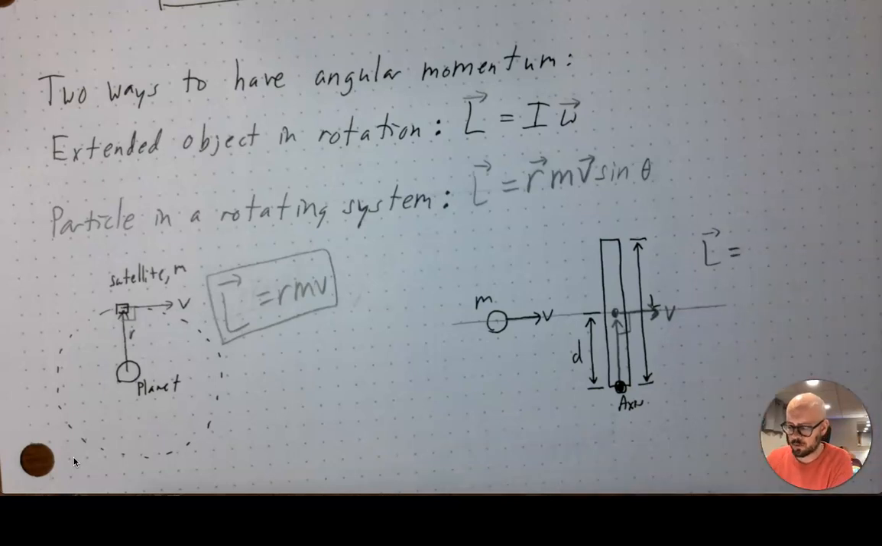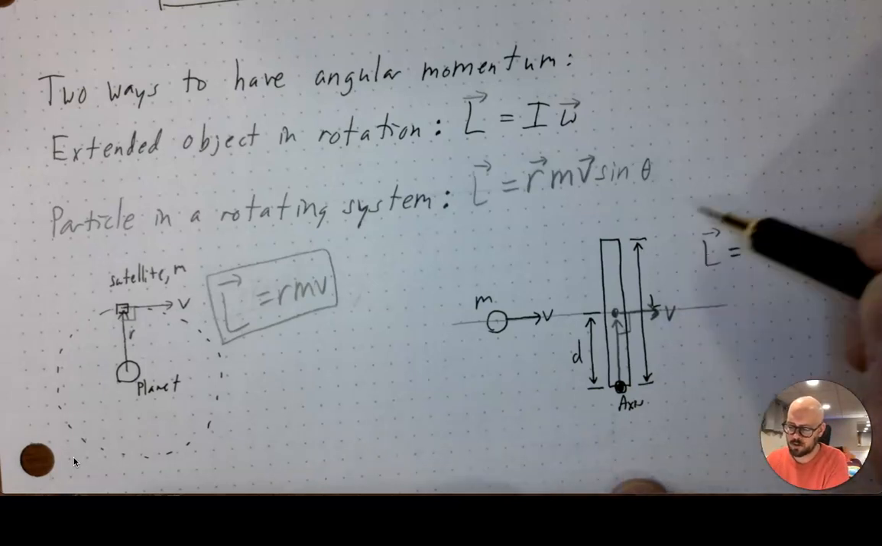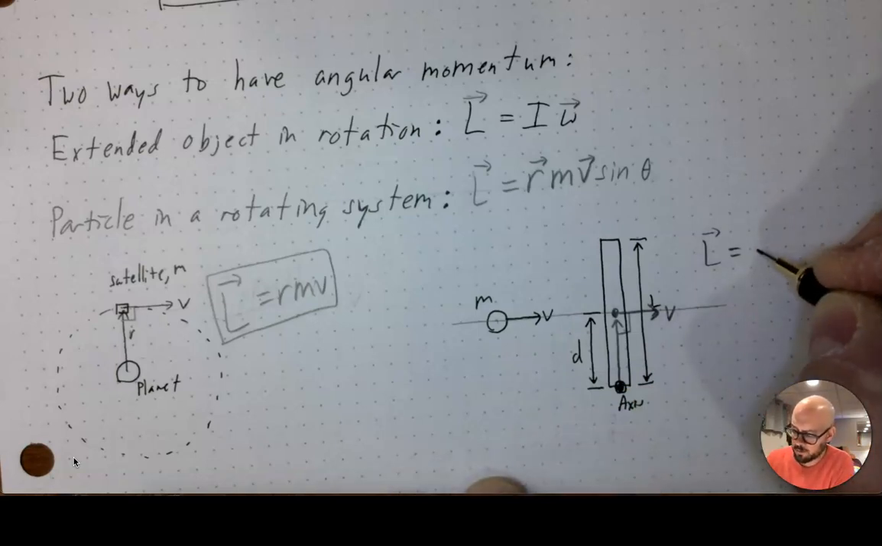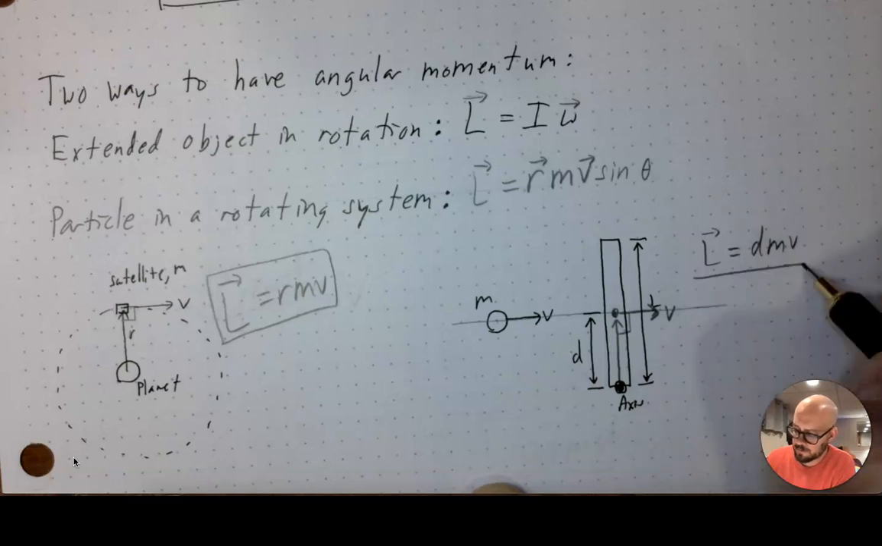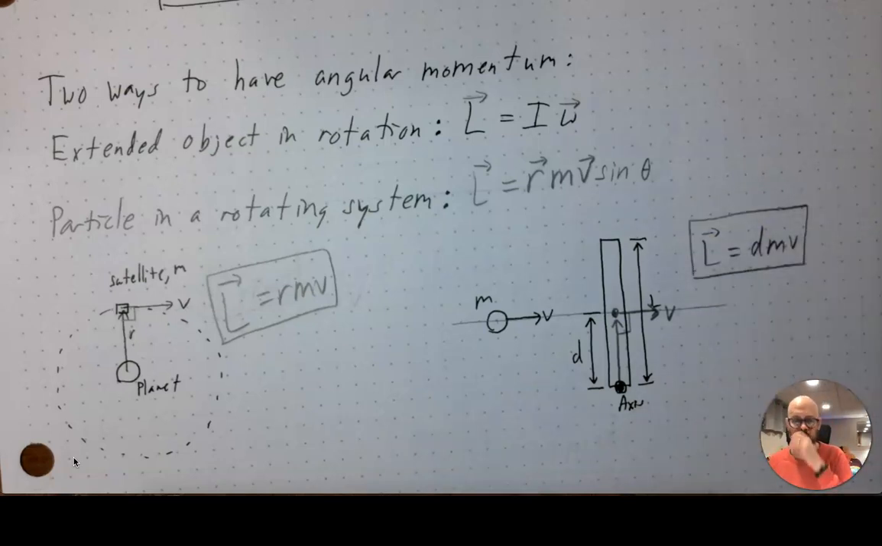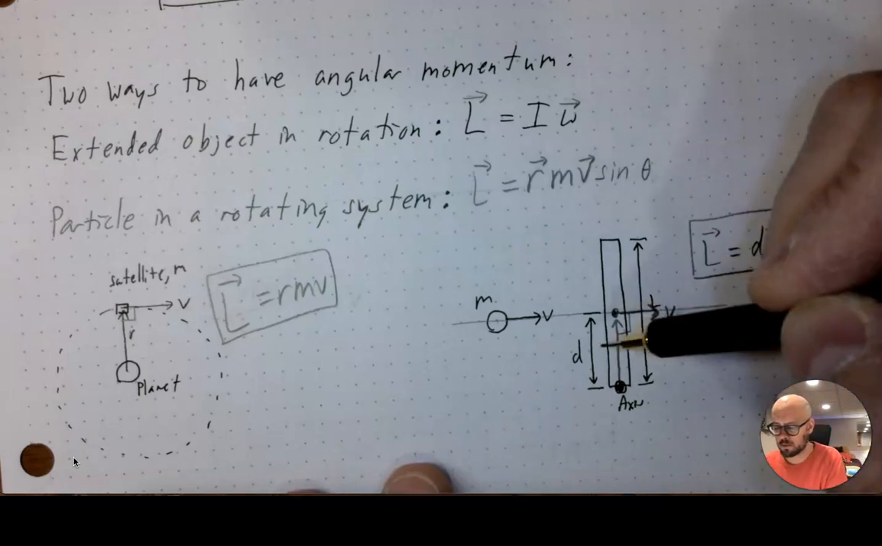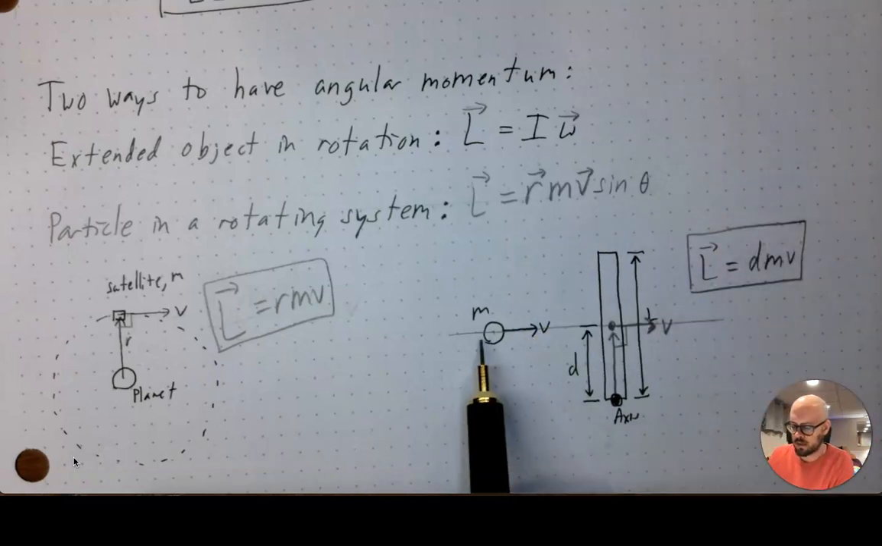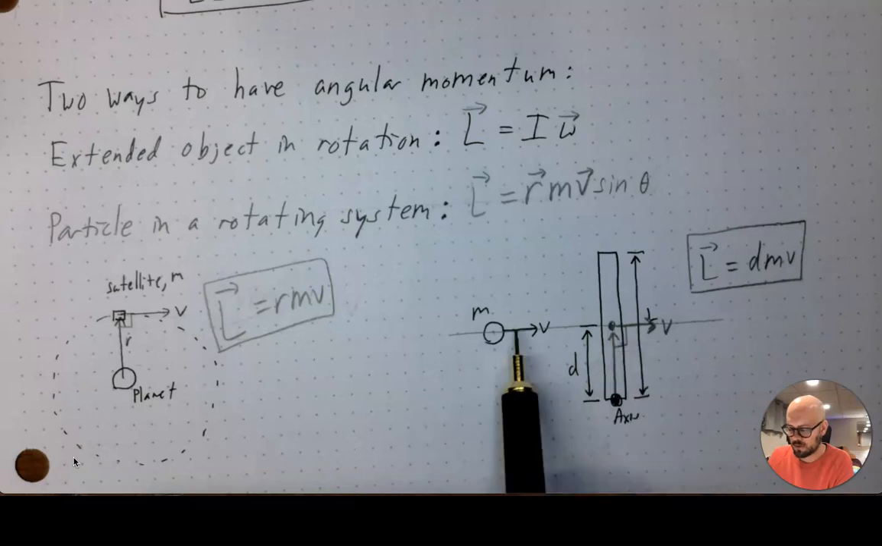So using the variables that we have, the length of the bar as L, and this distance here as d, the angular momentum would be d times mv, according to this diagram. So that's what I want you to do when you're thinking about the angular momentum of an object that's traveling within a rotating system: extend that velocity until it essentially hits the object.